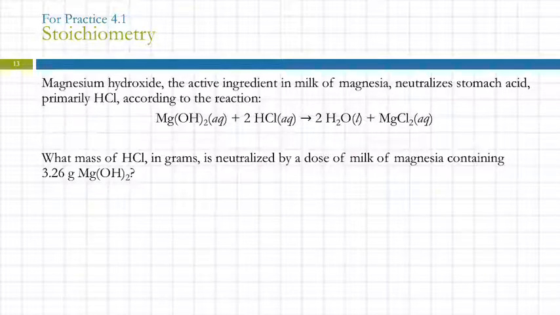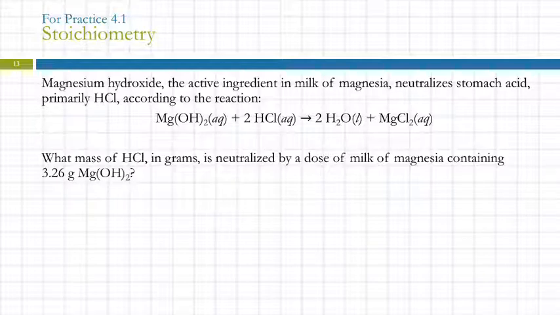Let's do another one. Magnesium hydroxide, the active ingredient in milk of magnesia, neutralizes stomach acid, which is primarily HCl, according to this reaction. What mass of HCl in grams is neutralized by a dose of milk of magnesia containing 3.26 grams of magnesium hydroxide?